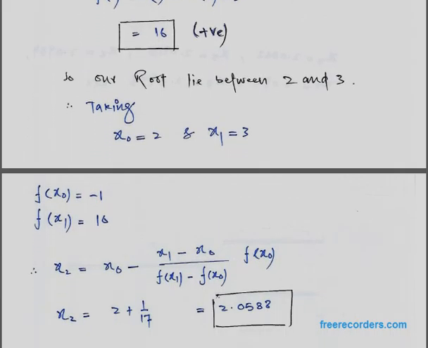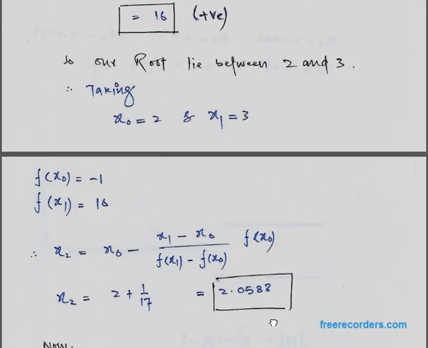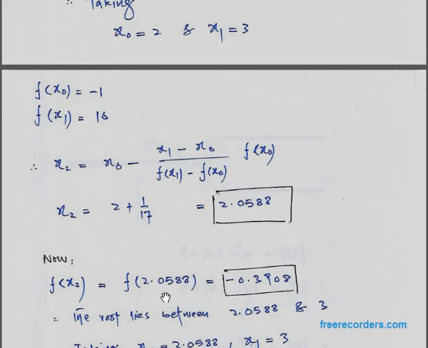Therefore, using these values in the formula, x2 is equal to x0 minus (x1 minus x0) upon (f of x1 minus f of x0) into f of x0. We find the value as 2.0588. Now by using this x2 in our equation, f of x2, we find that it is negative, minus 0.3908. So what we will do, we will use it with x1 because it is positive.